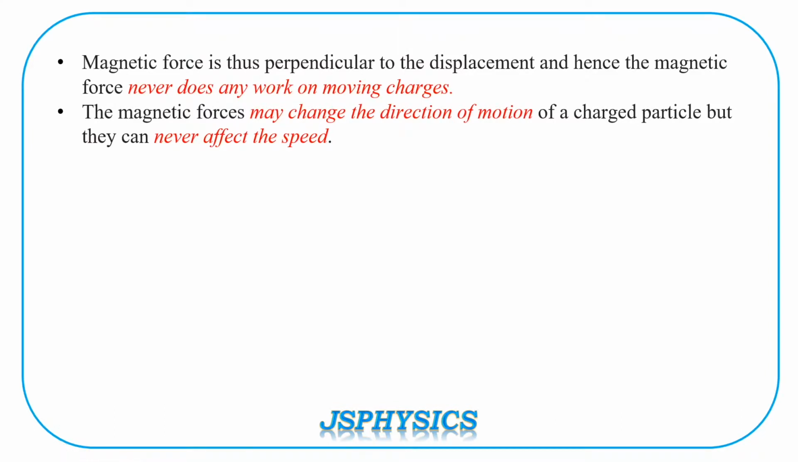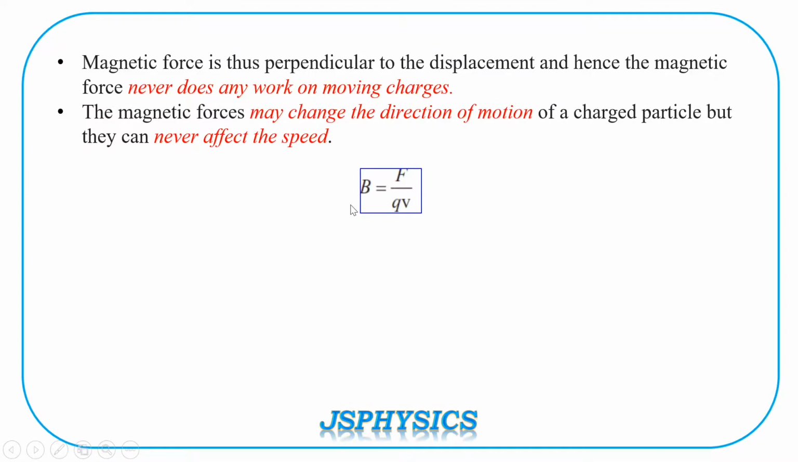Moving charges experience a magnetic force. The magnetic force may change the direction of motion of the particle, but it never affects the speed. That means the velocity's magnitude remains constant, but the direction changes. And that's why you can say its direction will change, but the magnitude remains the same.